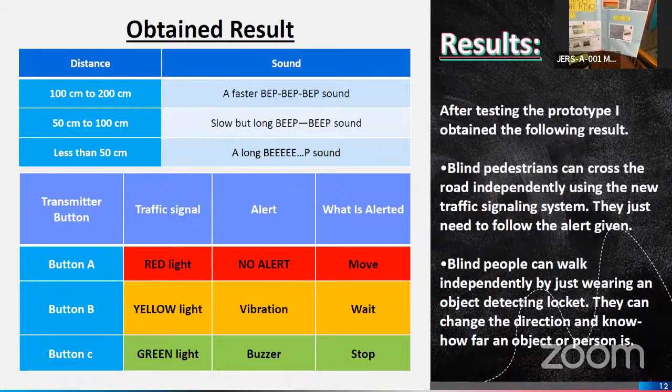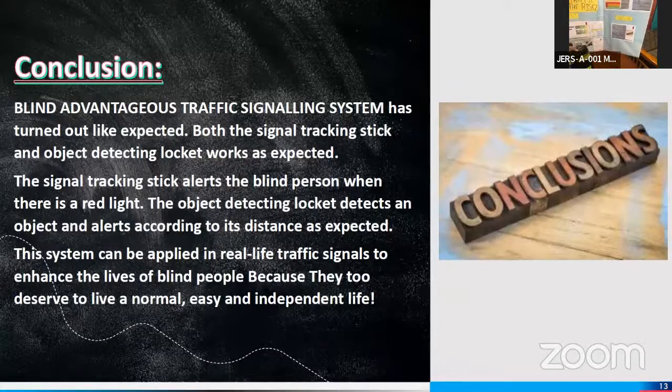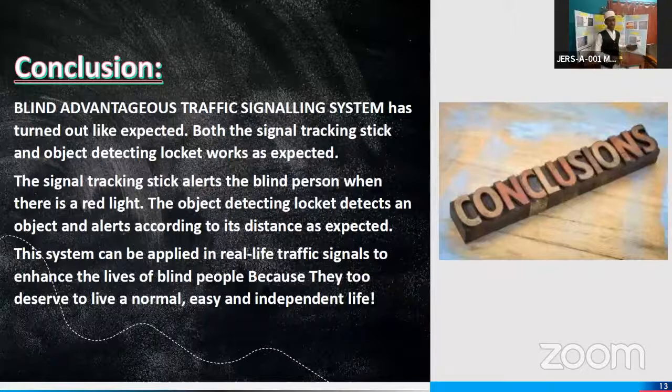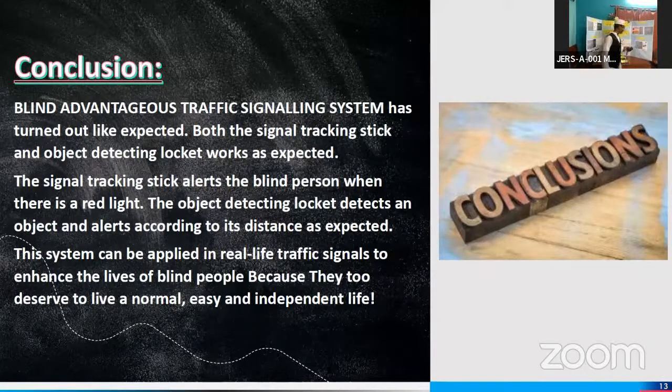Coming to the conclusion, the blind advantage traffic signaling system is working out as expected. Both the signal tracking stick and the object rating locket will alert the blind person when they have to stop. The system in this project can be applied in the real-life traffic signaling system to enhance the life of blind people, because they too deserve to live a normal, easy and independent life.